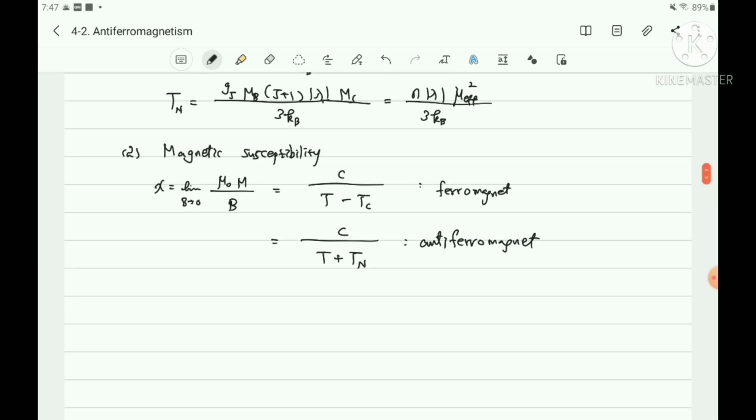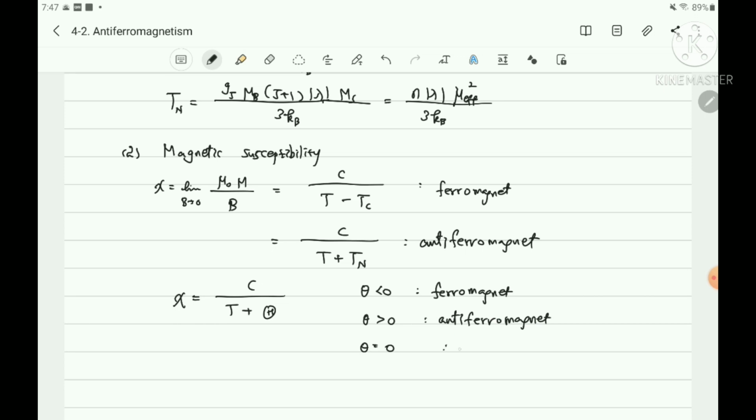Therefore, in general, we write C over T plus capital zeta, and zeta is negative in a ferromagnet, and zeta is positive for an antiferromagnet, and zeta equals 0 in a paramagnet.